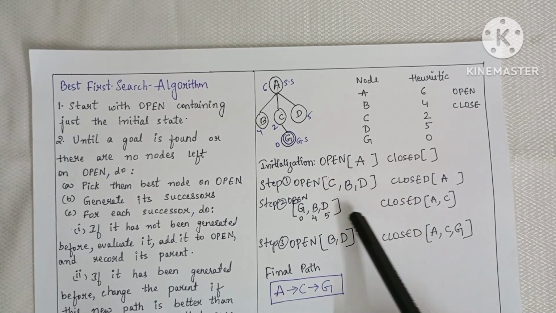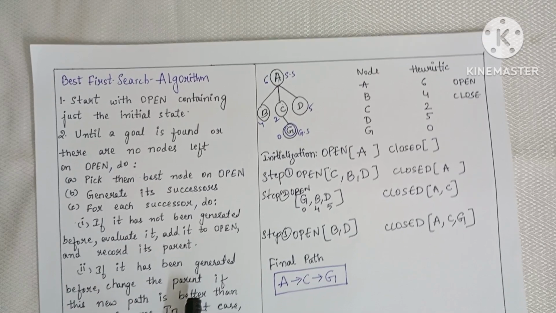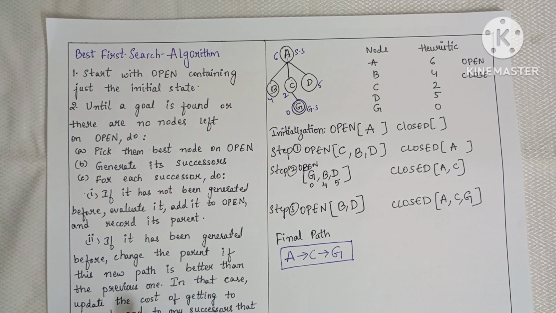And now what should go into the closed path? The next one is, if it has been generated before, change the parent if this new path is better than the previous one. In this case, update the cost of getting to this node and to any successors that this node may already have.